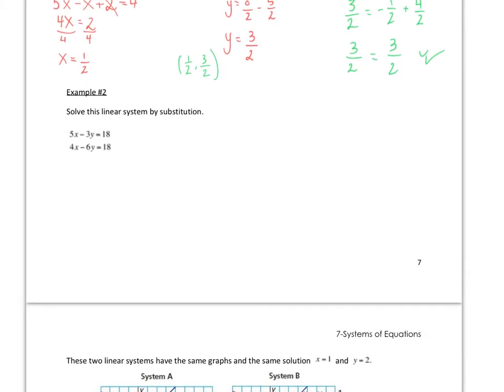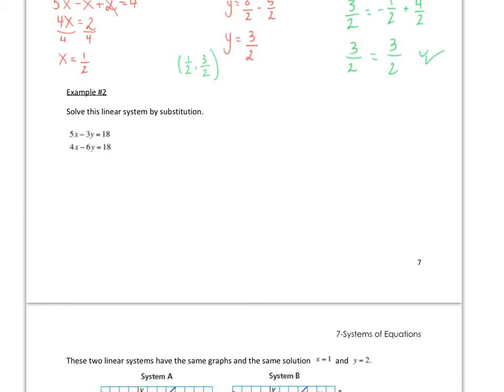Solve another linear system by substitution. All right. Well, what I see here is that both of my equations are not solved for a particular variable. So we don't have y equals or x equals. We're going to have to move things around.